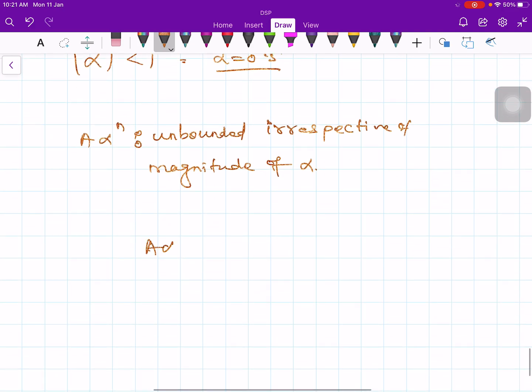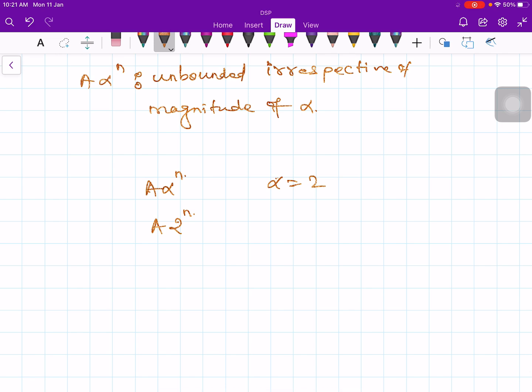A times alpha to the n. Now let me take alpha equal to 2. Then what will happen? A times 2 to the n. Now I substitute n equal to infinity. Then a times 2 to the minus infinity, a times 2 to the minus 2, and so on. Let us forget a, anyway this is constant, leave it out. I am not going to consider a here, simply consider only alpha.